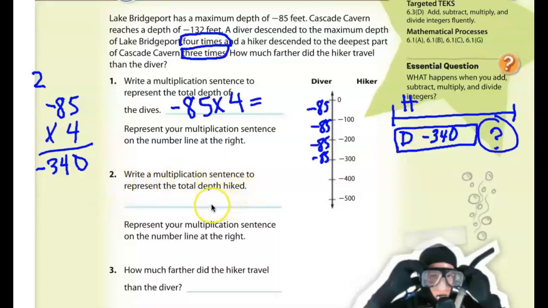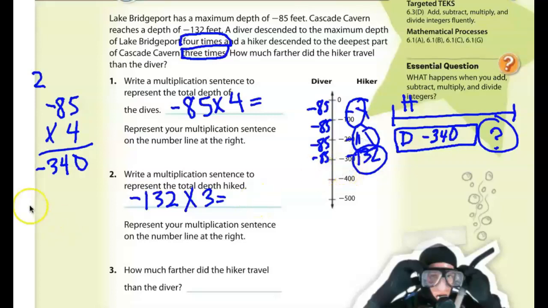So the hiker was negative 132 feet that they walked down the canyon, and they did that 3 times. So then we have negative 132, and then negative 132. We're going to pretend that's negative 132. Okay, this one's written better. Okay, so 3 groups of negative 132. Okay, so let's go ahead and solve for that.